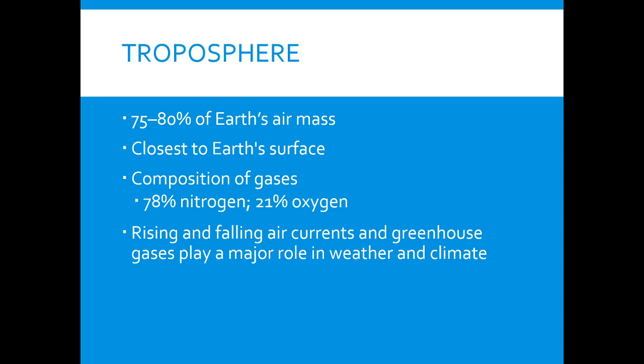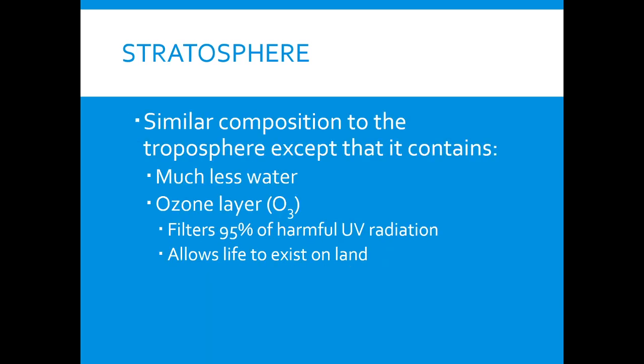The different air currents and the greenhouse gases are what affect the weather and climate, but the weather happens in the troposphere. The stratosphere is very similar, except that it has way less water because the water is heavier, and it has the ozone layer. The ozone layer filters the UV radiation that comes from the sun. Without the ozone layer, we would not live, because we would be subjected to a high amount of UV radiation.